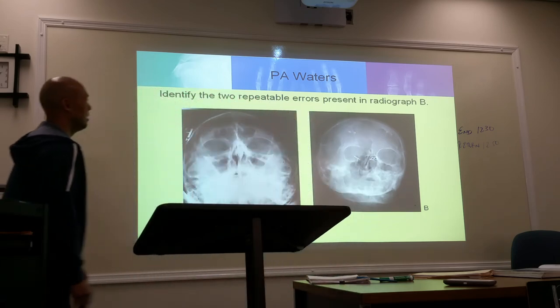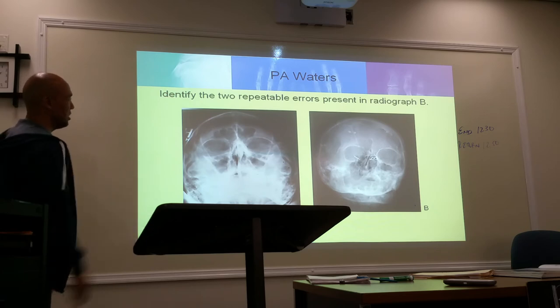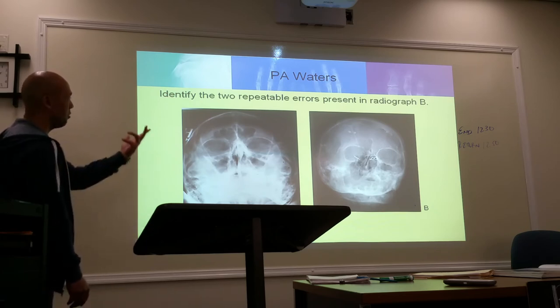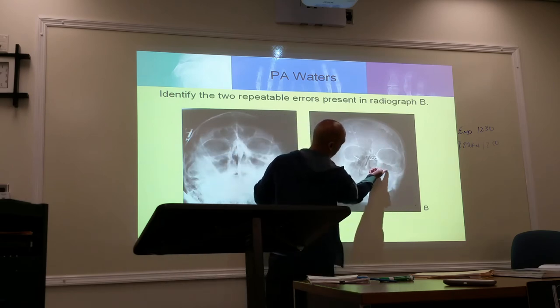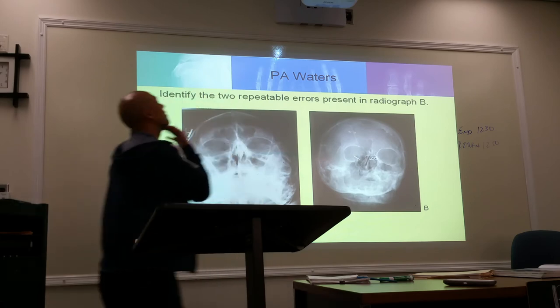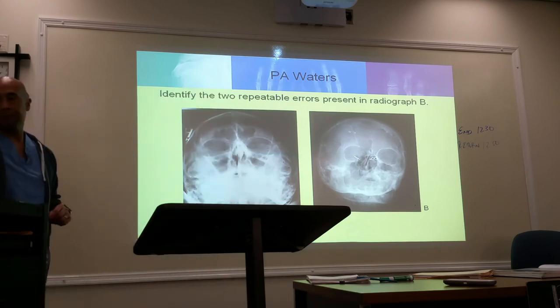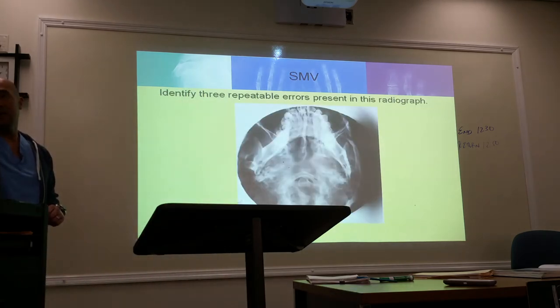So then there's no air? There's rotation. This is supposed to be a Waters. Yeah, it's definitely rotation. Here's your sinus right here, and here's your ridges right in the middle. So there's rotation, not enough extension. And then there are three repeatable errors.